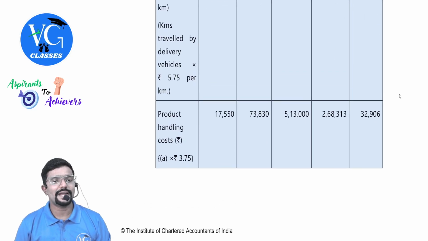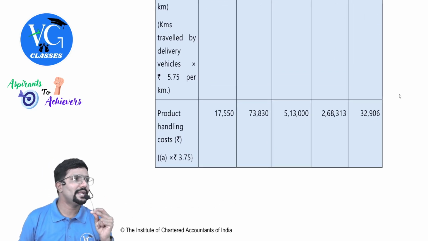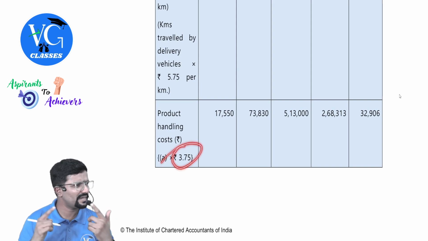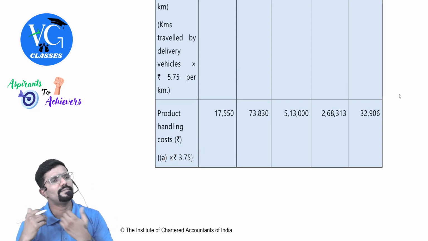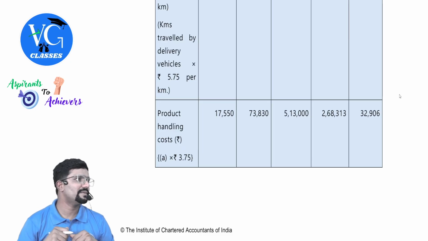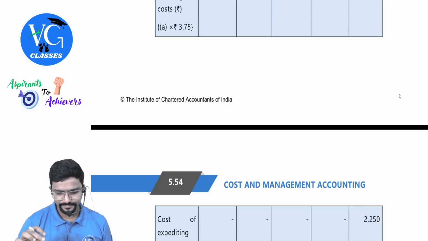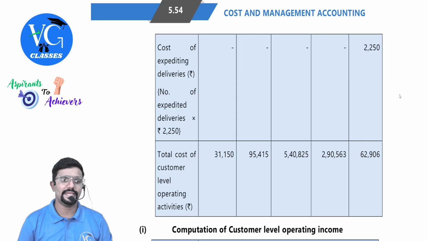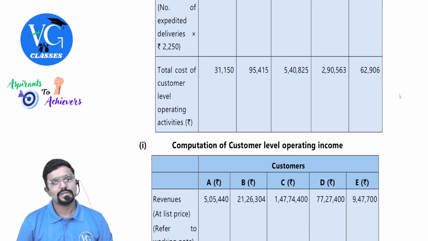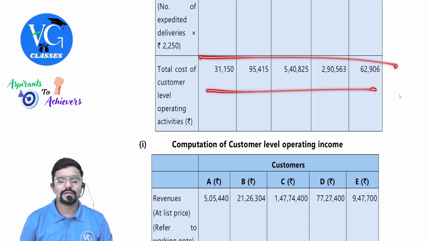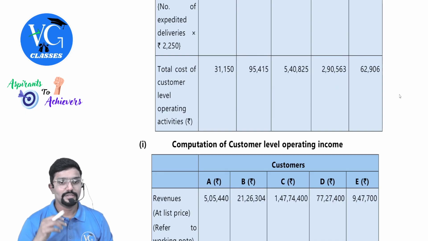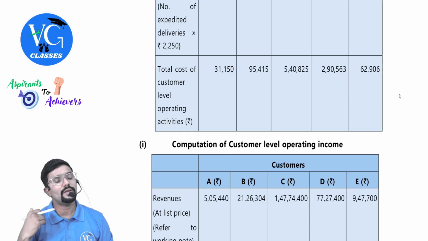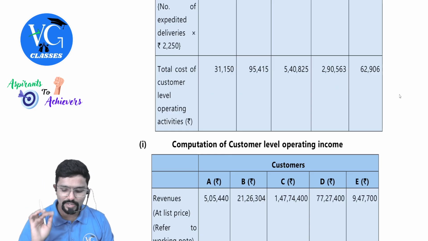Next, product handling cost. Product handling cost is 3.75 per case, I guess. Per case, multiply with the units. Cost of expediting delivery will come only to E. Total cost we have calculated here. Total what? Customer support cost. Customer level operating activities. Okay.